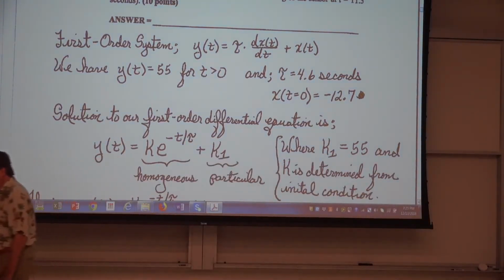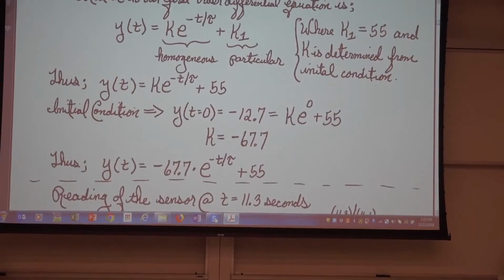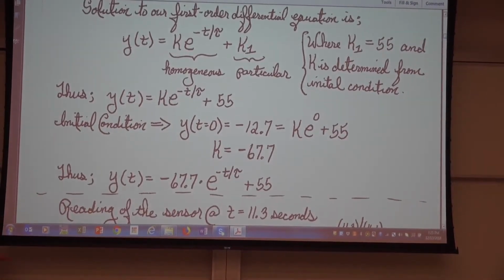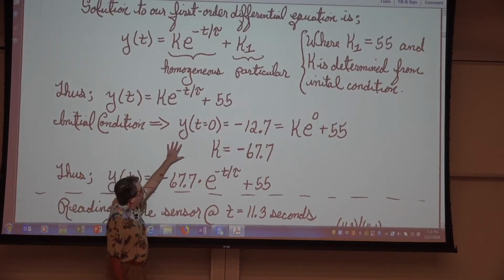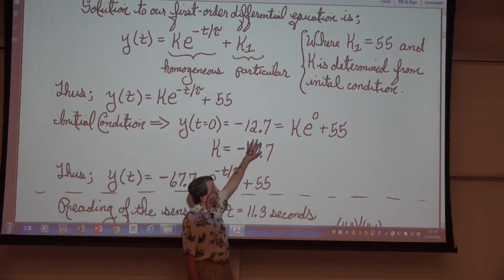Thanks. So if I just scroll down, we can now use the initial condition to solve for k. So y of t at t equals 0 is minus 12.7.